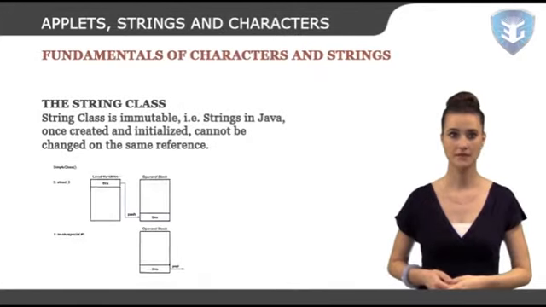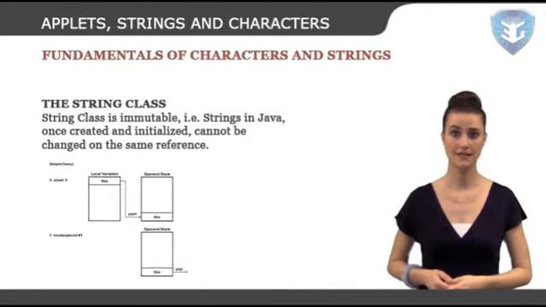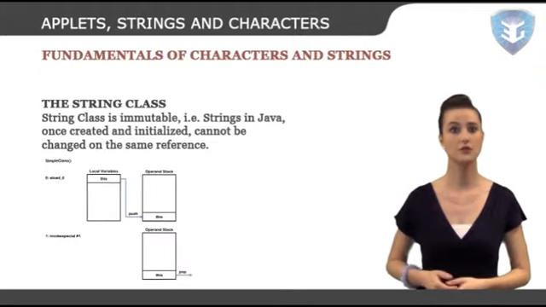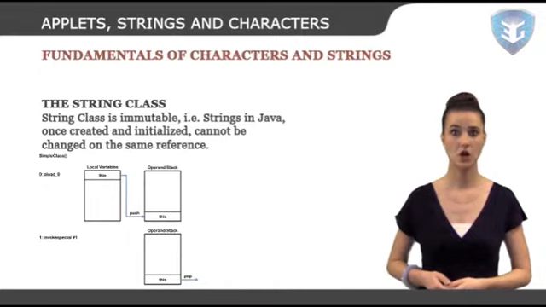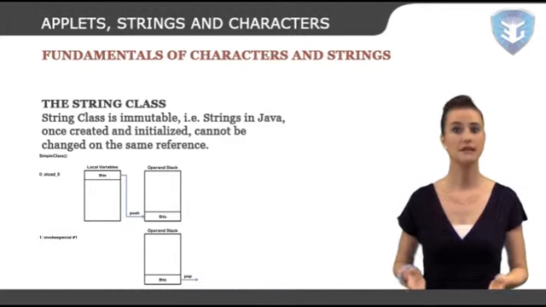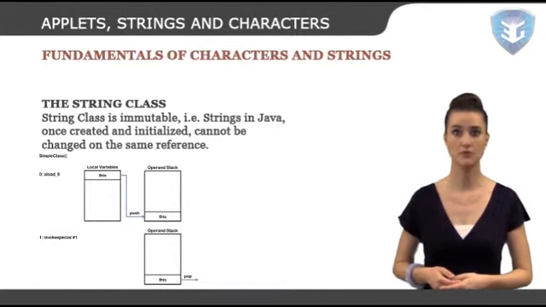The String class. The String class is immutable. Example, strings in Java, once created and initialized, cannot be changed on the same reference. The java.lang.String class is final, which implies no class can extend it. The java.lang.String class differs from other classes. One difference is that String objects can be used with the += and + operators for concatenation.